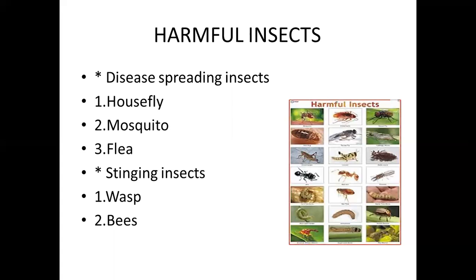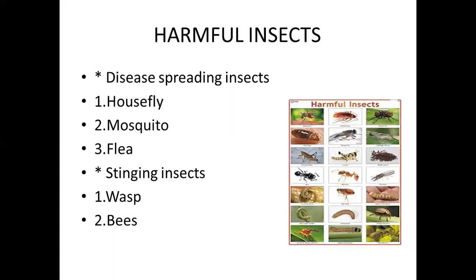Next one is stinging insects. Some insects like bees and wasps have sting. A sting is located at the back of the insect. It is often poisonous and can cause pain and redness in the skin. And if they bite, we'll get the pain and redness to our skin.